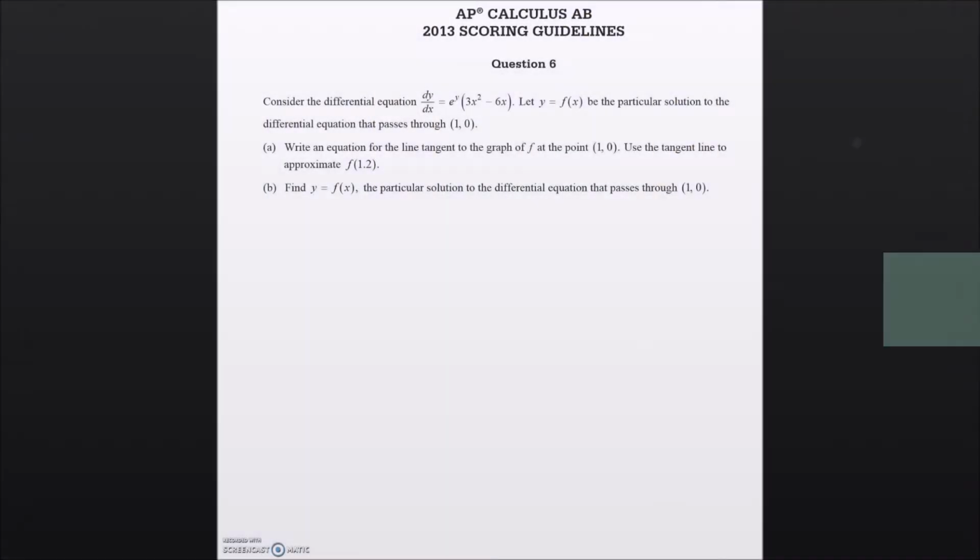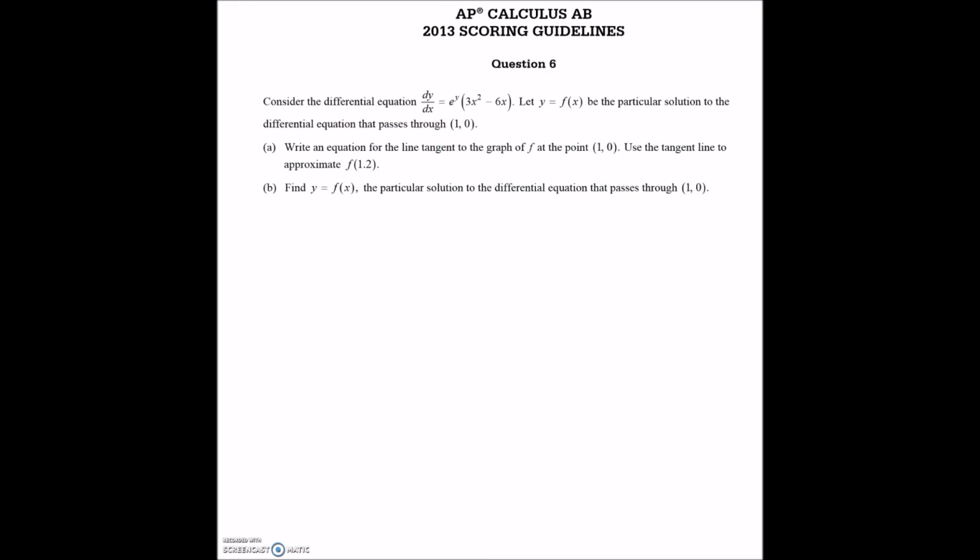For our FRQ problem, we got question 6 from the 2013 AP Calculus test. It asks us to consider the differential equation dy/dx = e^y (3x² − 6x). Let y = f(x) be the particular solution to the differential equation that passes through (1, 0). For part A, it asks us to write an equation for the line tangent to the graph of f at the point (1, 0). Use the tangent line to approximate the value of f(1.2).